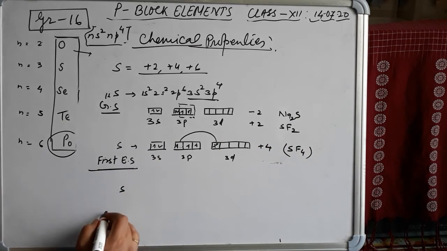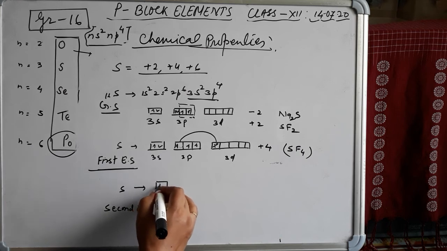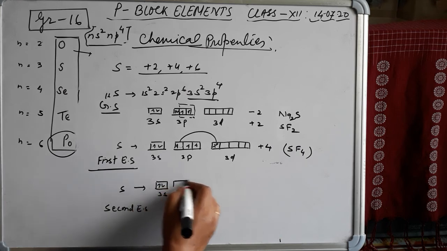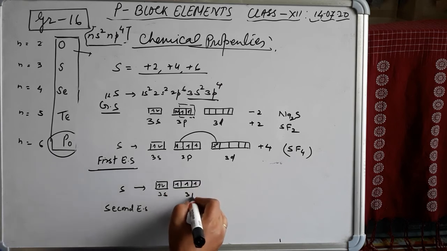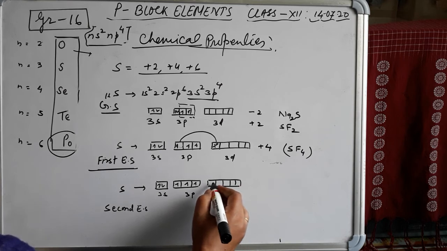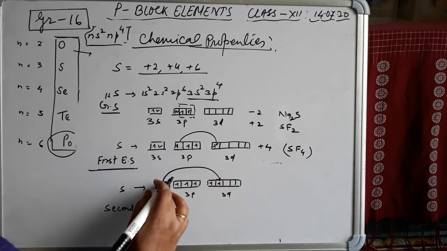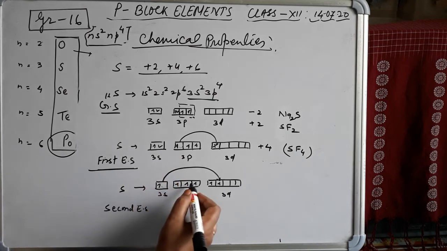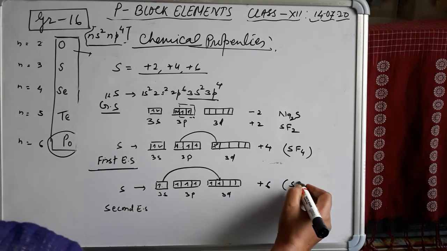Sulfur in the second excited state. In the second excited state, the 3s electron jumps to a vacant d orbital. This is 3p, and it also has a vacant orbital. So this s electron jumps to this, and now it has 1, 2, 3, 4, 5 and 6 unpaired electrons. So +6 oxidation state in SF6.